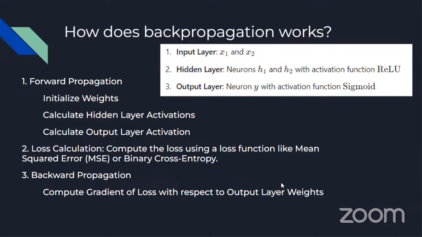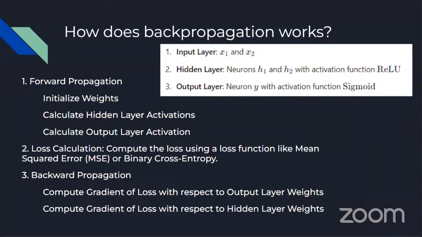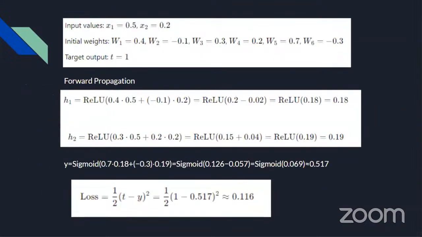In back propagation, I'm not sure if you are aware of the concept of gradient. So gradient descent is used to minimize the loss. So we compute the gradient of the loss with respect to the output layer weights, right? Then we compute the gradient of the loss with respect to the hidden layer. And then we update the weights. This is what is happening.